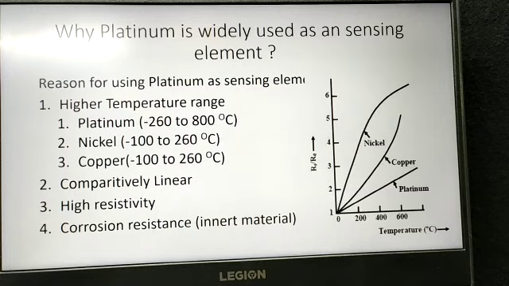Now the fourth one is the corrosion resistant nature of platinum. As we all know, it is an inert material, so it does not react with any other material so easily. That's why it has this property. That's why we are using platinum mostly.